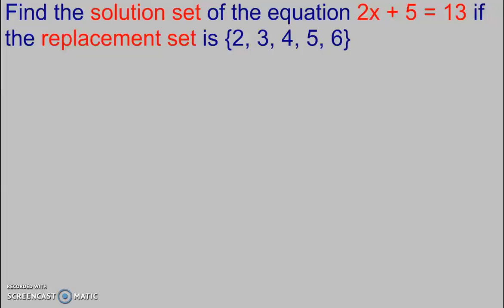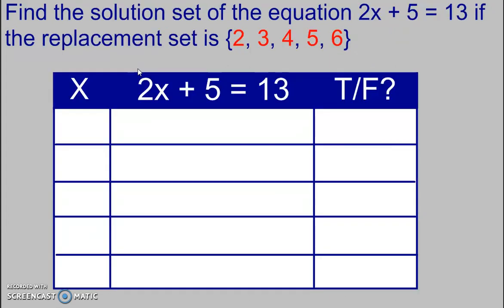So let's look at an example. Here we have a replacement set. We have the equation 2x + 5 = 13. Find the solution set if the replacement set is 2, 3, 4, 5, and 6. So that means we have to plug each of these numbers into that equation to find whether it's true, and the one that makes it true, or sometimes there's more than one that makes it true, that is the solution set.